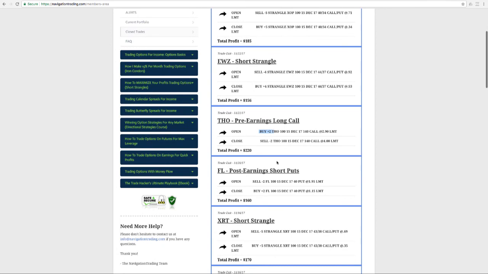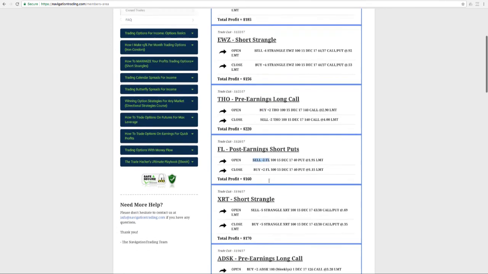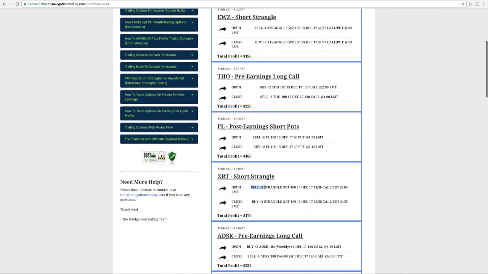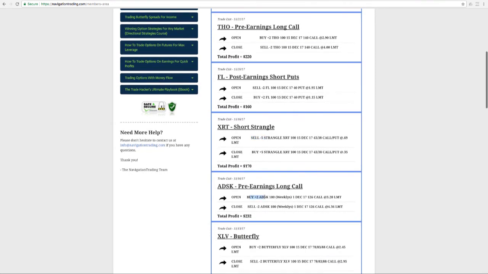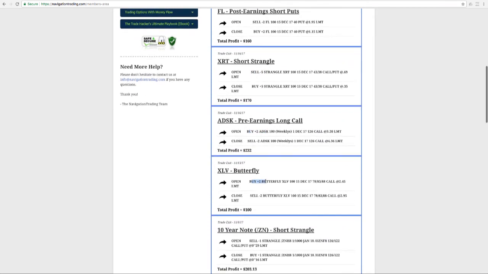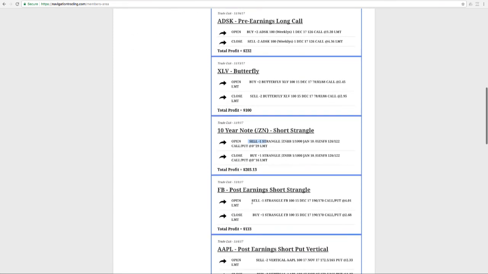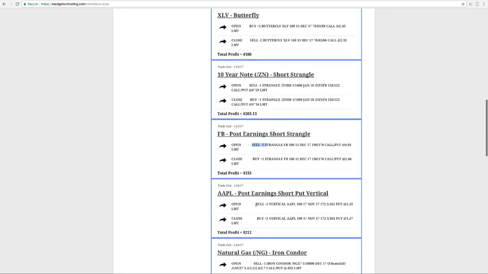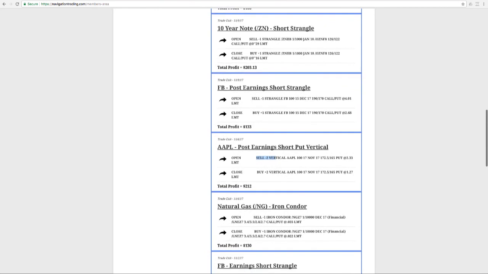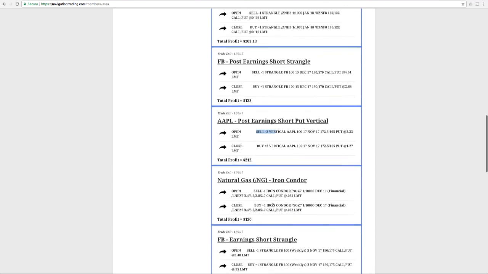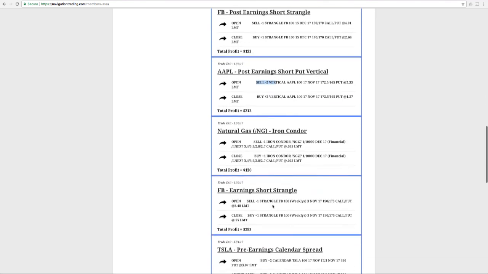So very small trades, 2 contracts here, 5 contracts in some of the lower price symbols, 2 contracts here, 2 contracts here, just 1 contract in the notes, 1 contract in Facebook, 2 contracts in Apple. So the capital required to put on these trades is fairly minimal, anywhere from $500 to a couple $1,000s per trade. So you can really do these strategies in any size account.